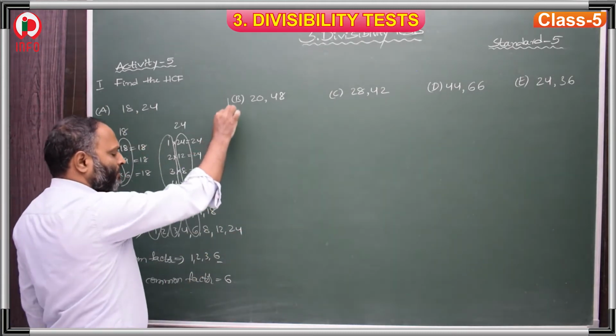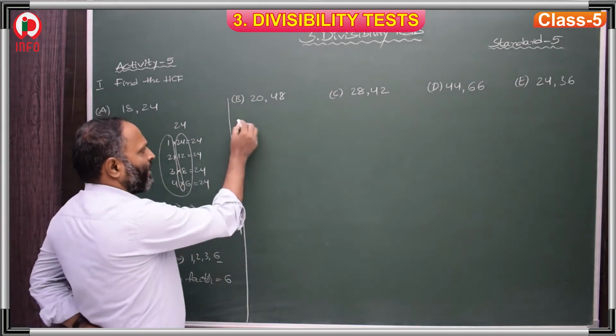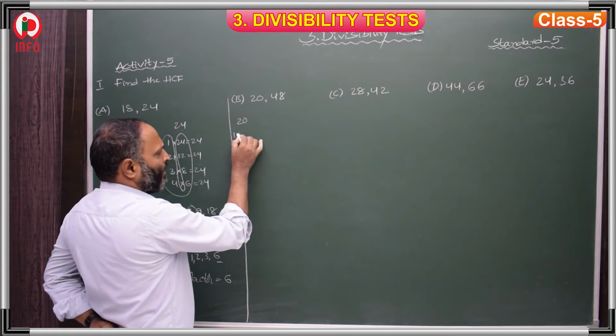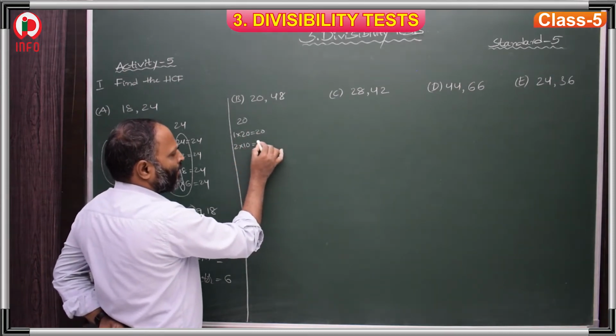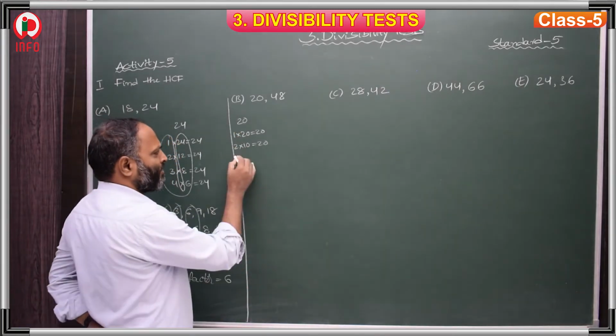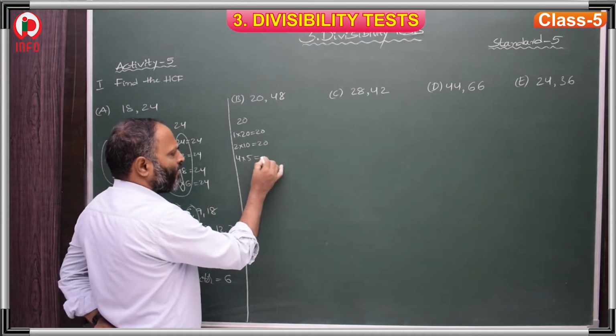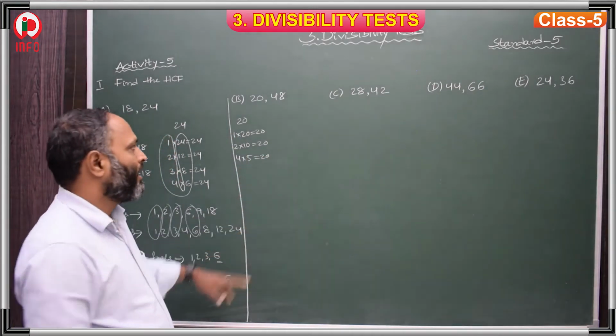Now the second question, 20 and 48. Again you take 20. 1 20 is 20. 2 10s are 20. Next, 3 won't come. 4 5s are 20, and 5 4s is again a repeat. Don't take. Now you take 48.